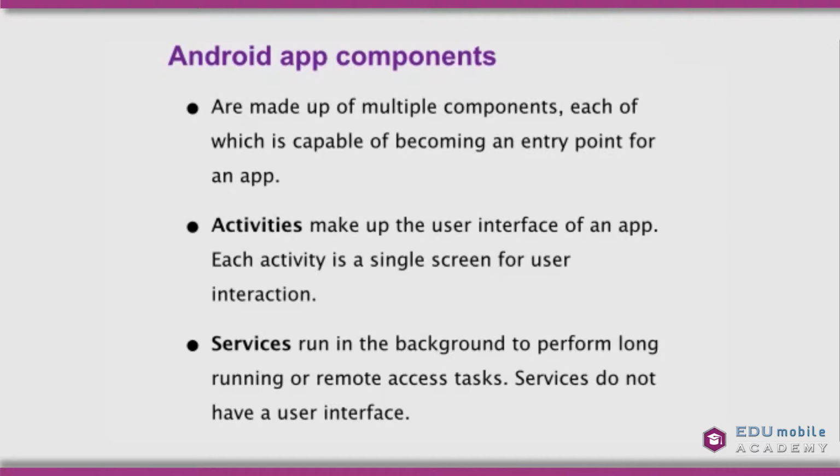Activities are one such component, and they make up the user interface of an app. We can think of each activity as being a single screen of user interaction. So as our high-level overview progresses, I'm just going to mention what these components are. An activity is the first type of component, a user interface. Services, on the other hand, run in the background. They do not have a user interface, and they will do things like perform long-running tasks or access things remotely, like items on the internet and so forth. Services do not have a user interface, but they are top-level components in an app.